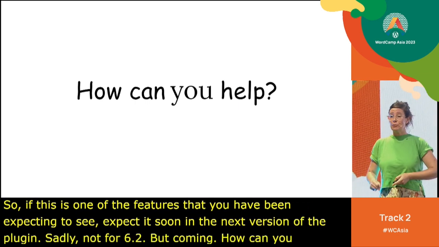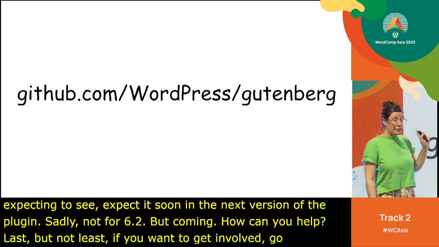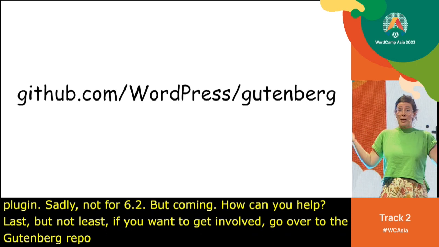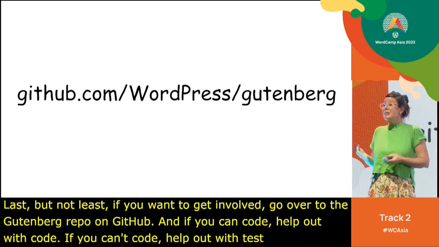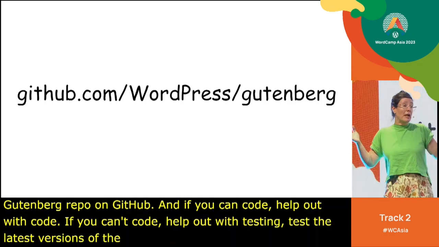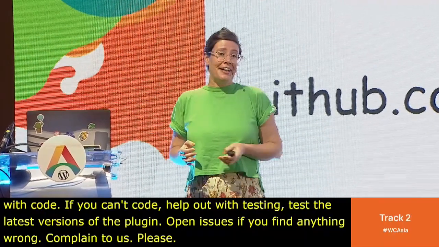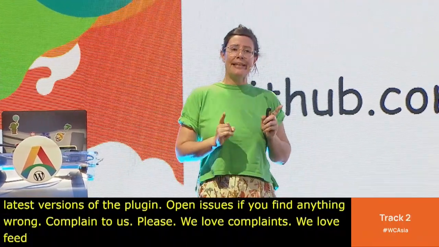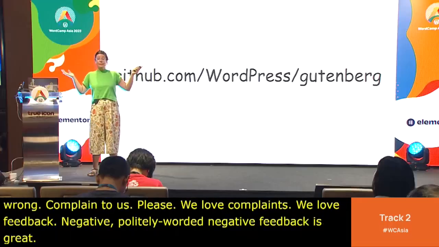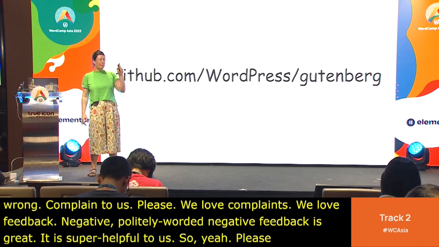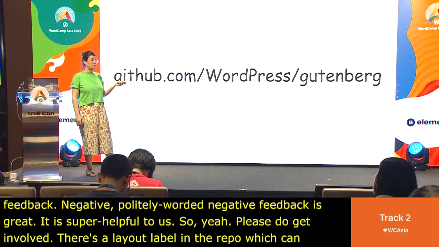How can you help? Last but not least, if you want to get involved, go over to the Gutenberg repo on GitHub. And if you can code, help out with code. If you can't code, help out with testing. Test the latest versions of the plugin. Open issues. If you find anything wrong, complain to us, please. We love complaints. We love feedback. Politely worded negative feedback is great. It is super helpful to us. So yeah, please do get involved. There's a layout label in the repo which can be helpful to find issues related to this specific feature.